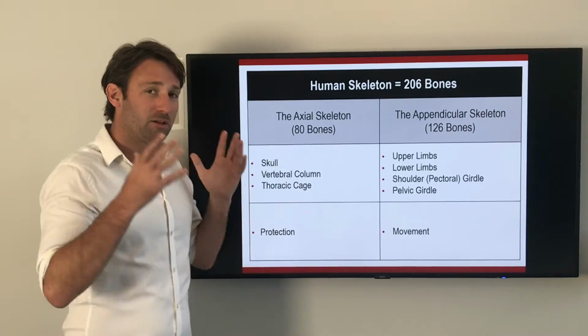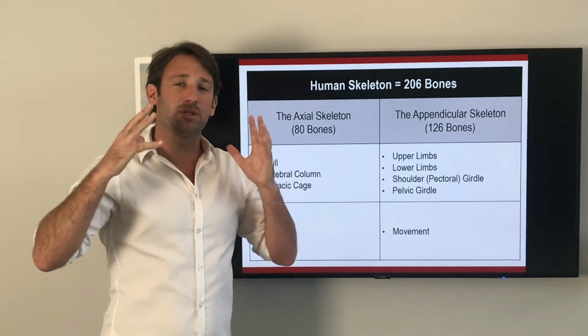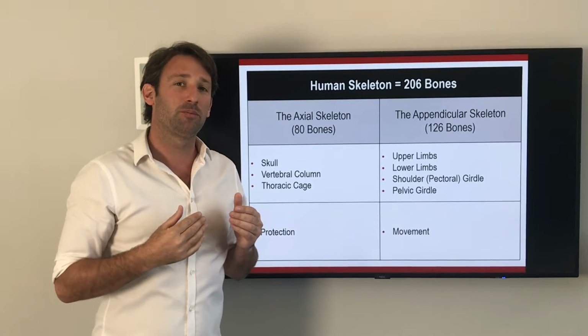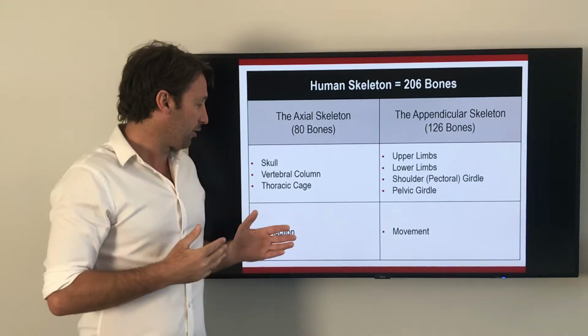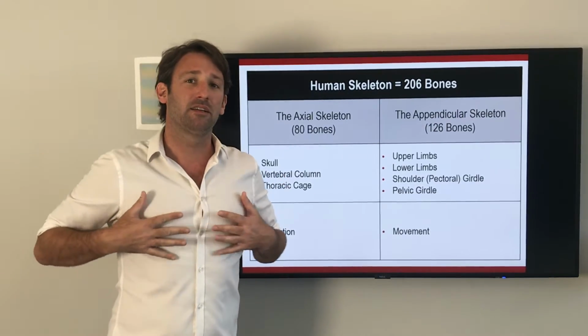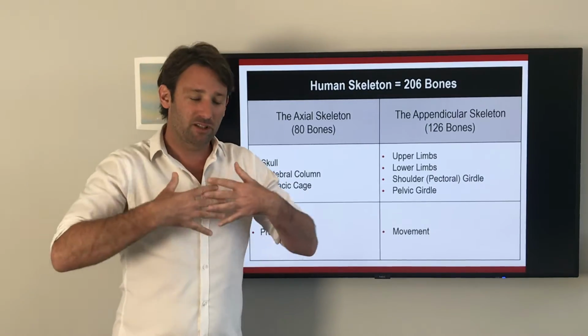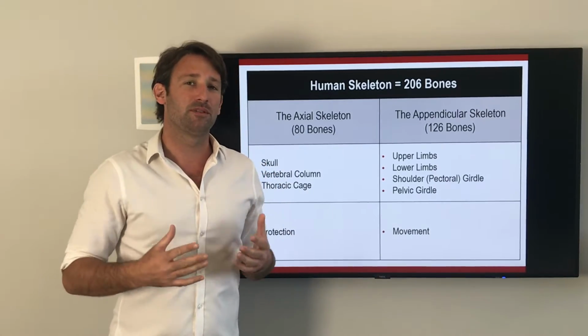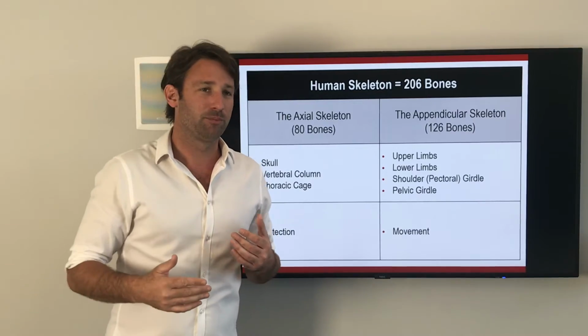So if we think of the skull, it protects the brain. You've got the vertebral column protecting the spinal cord, and then you've got the thoracic cage protecting things in the thoracic region. A lot of important organs in there like ribs, heart, lungs, and so forth.